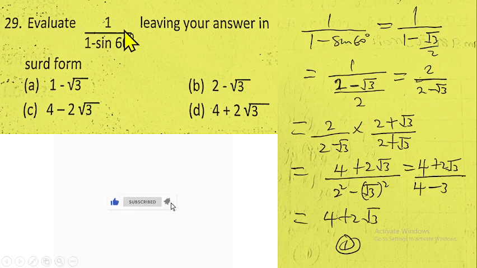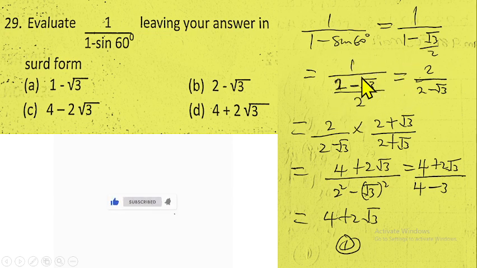Question number 29 is from trigonometric ratio. We have to evaluate 1 over 1 minus sine 60, leaving your answer in surd form. So we know that sine 60 is root 3 over 2, because 60 is a special angle. So from there we can find the LCM here. That will give us 2. Then 2 times 1 is 2, minus root 3, over 2.